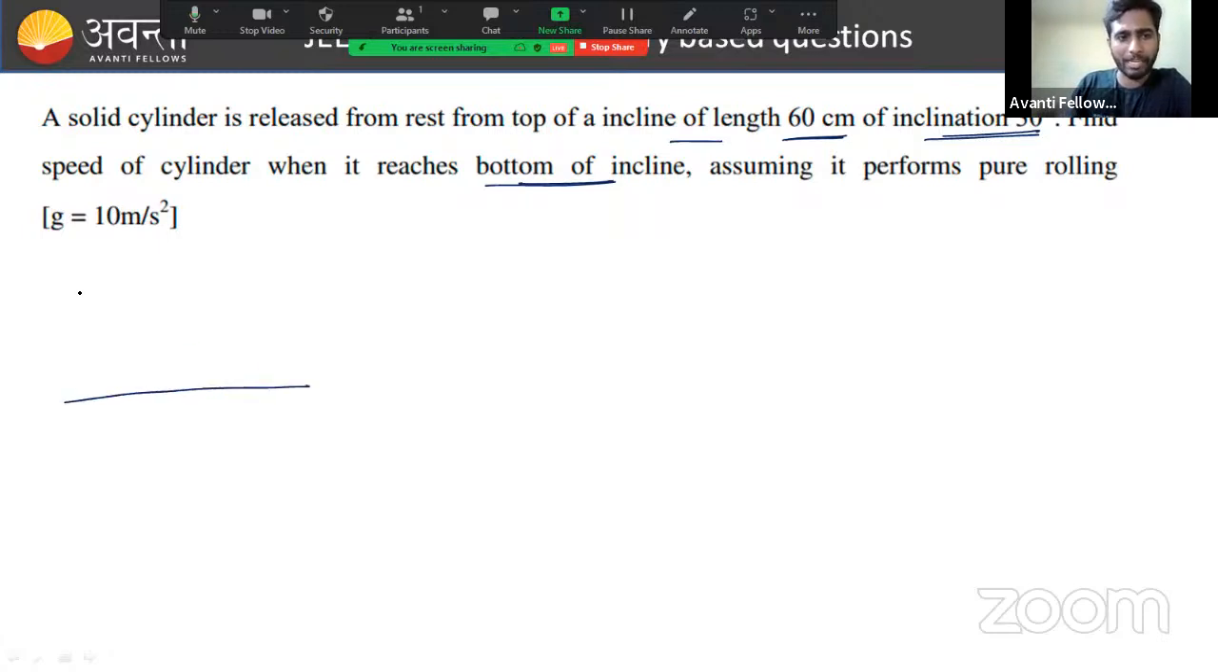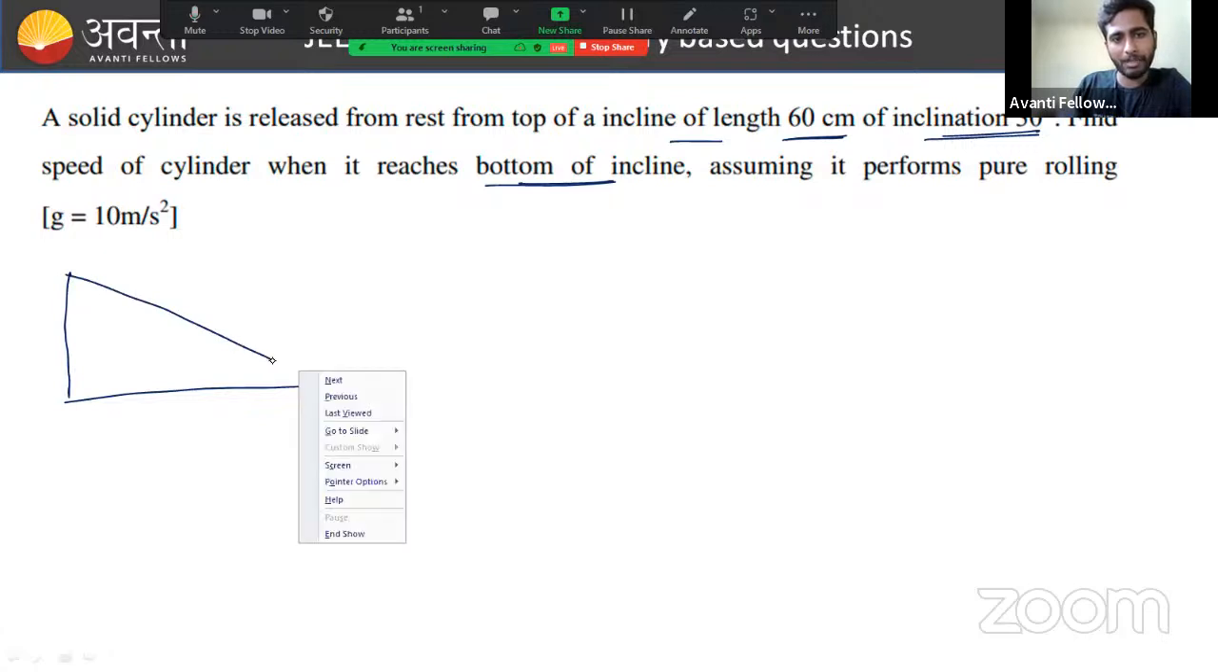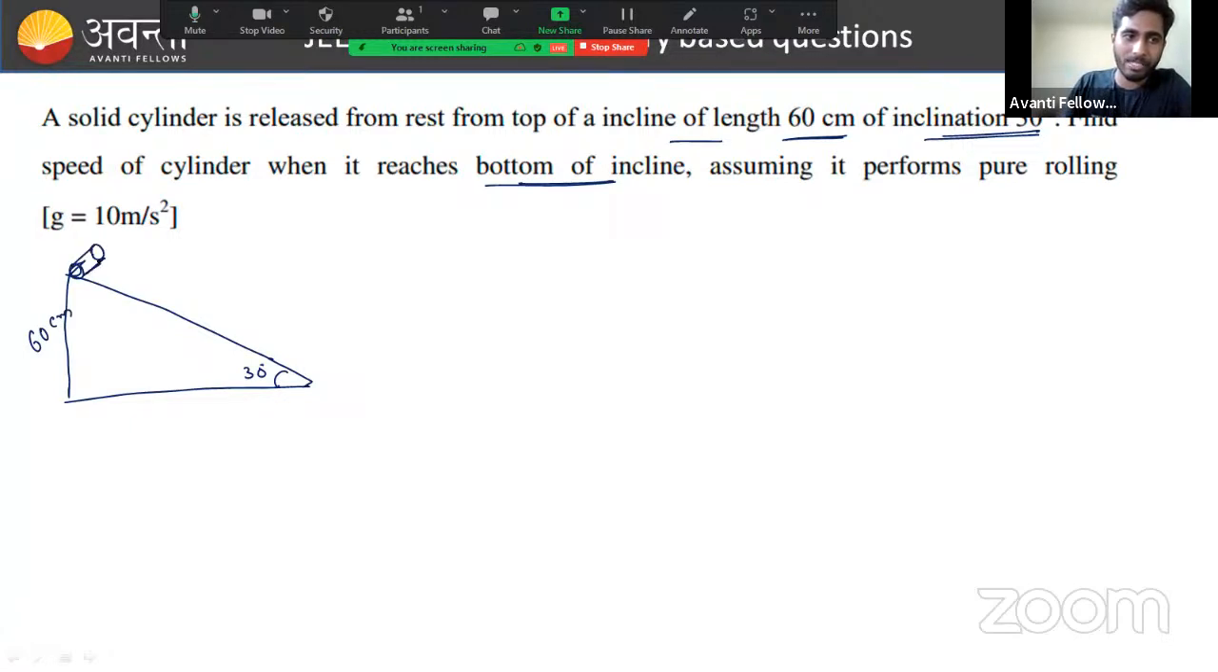Clear enough? Look at this: the given inclined plane is inclined by an angle of 30 degree. The height of this plane is 60 centimeter. Here there is a cylinder.